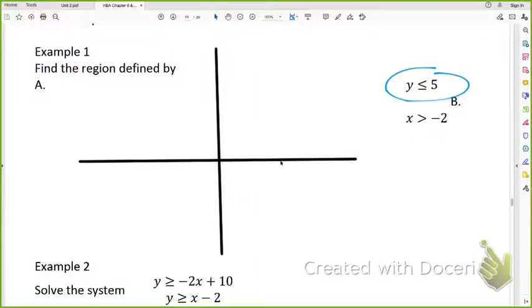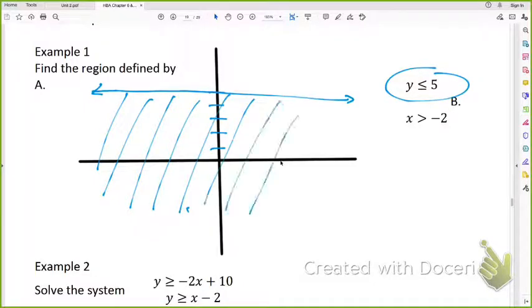All right, so for y is less than or equal to 5, that is a horizontal line at 5. Okay, and if it's less than or equal to, do you remember dotted or solid lines? Okay, that's a solid line at 5. If it's less than, where would you shade? Underneath it.